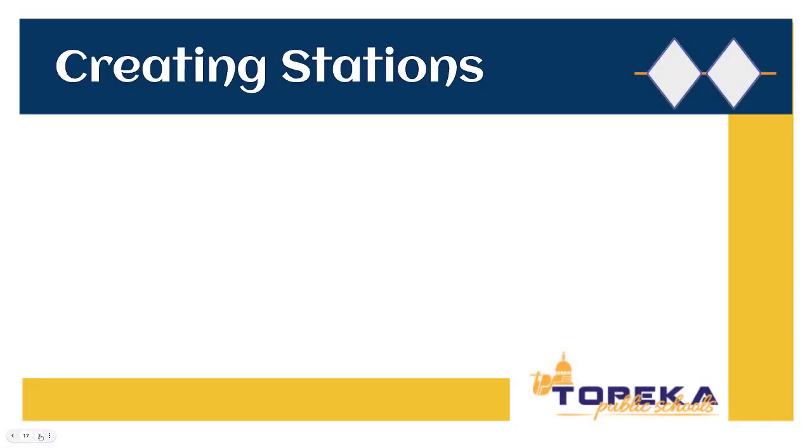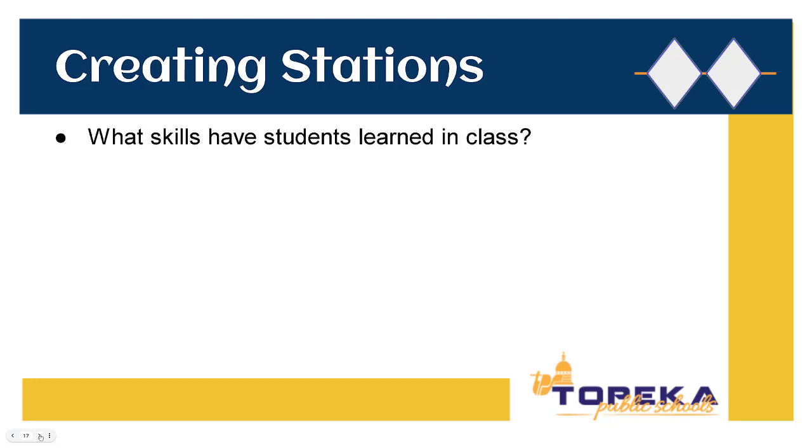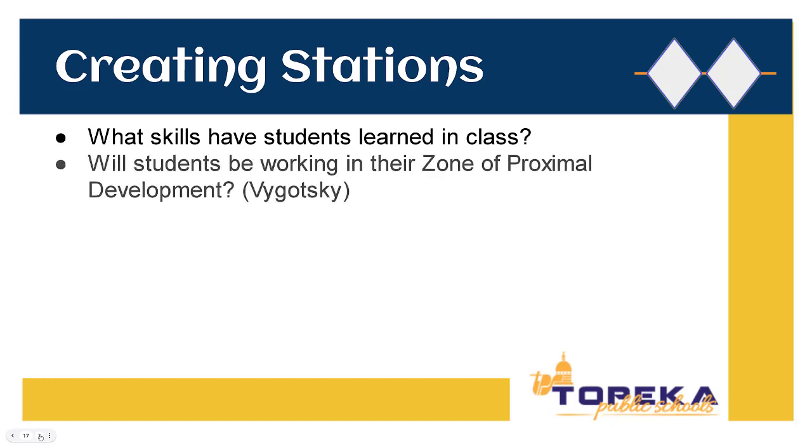So let's look at creating stations, because we've now looked at the elements that we need to make sure that our stations have. We've looked at the type of stations that we can create. Now let's look at actually creating stations. So some questions to think about. What skills have students learned in class? Will this assignment or will this station help students to work in their zone of proximal development?